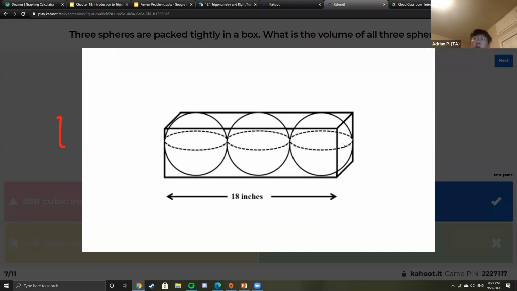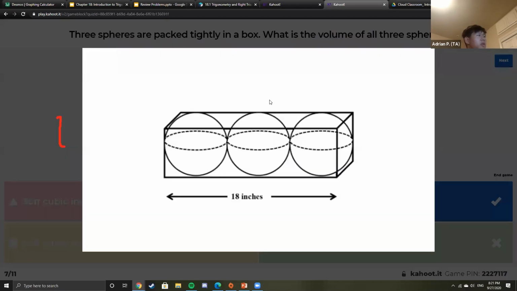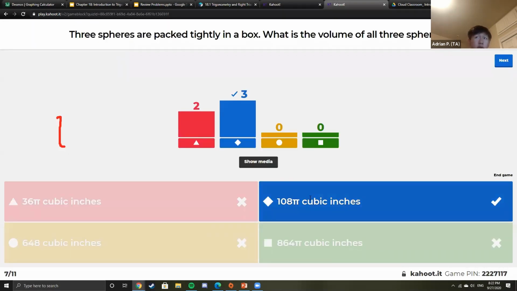So that's 12 pi for each, I think. No, that's not 12. Sorry. 27 times 4 over 27... I think it's 108 over 3, something like that. Yeah, 108 pi over 3 for each sphere, and then multiply that by the 3 spheres, you get 108 pi cubic inches.